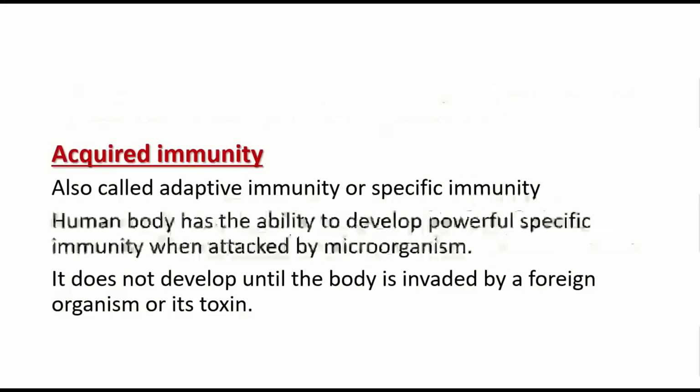Acquired immunity is also known as adaptive immunity or specific immunity. The human body has the ability to develop powerful specific immunity when attacked by microorganisms. It does not develop until the body is invaded by a foreign organism or a toxin for the first time, because it is not present in your body since you are born. It is acquired gradually when you grow. And you have to understand, it starts to develop when your body is infected by a pathogen for the first time.